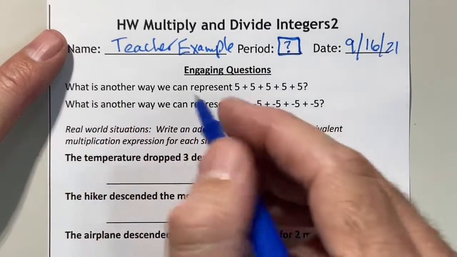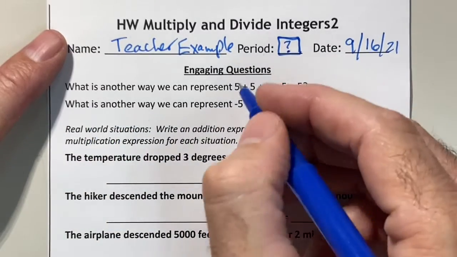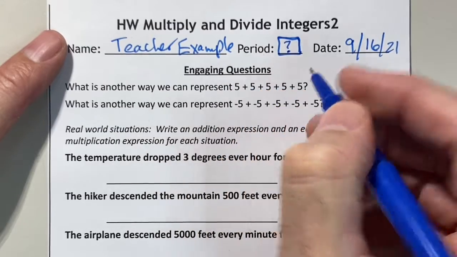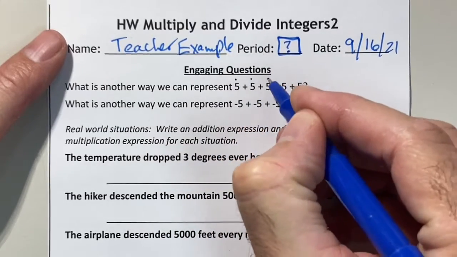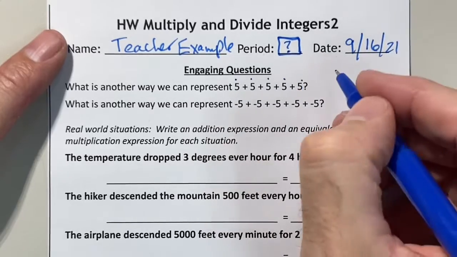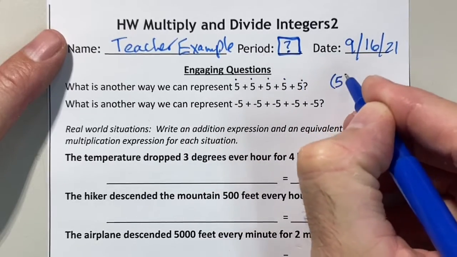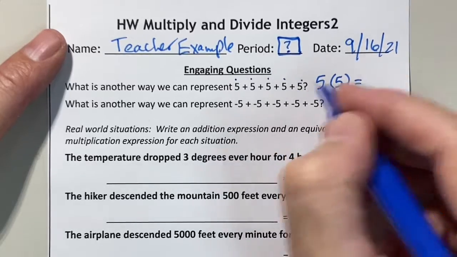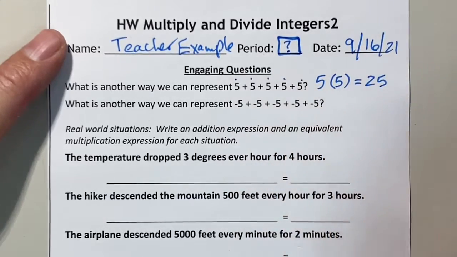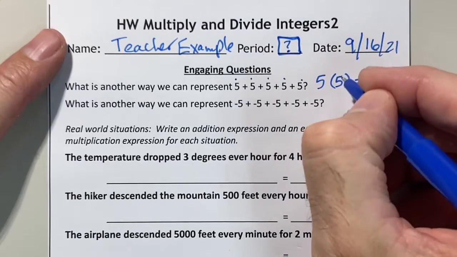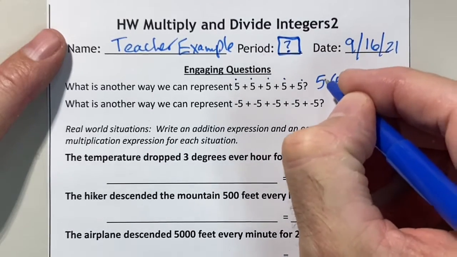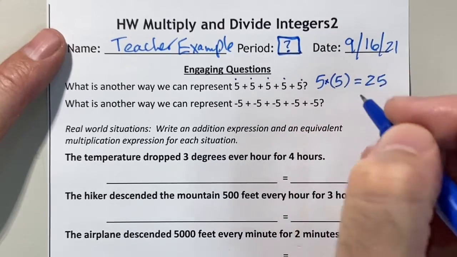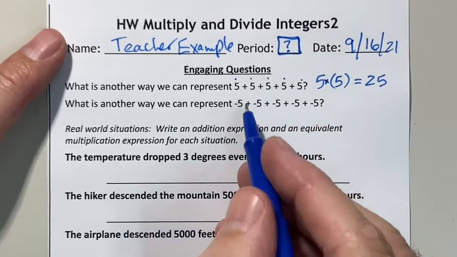When we look at repeated addition with positives, we can do 5 plus 5 plus 5 plus 5 plus 5. We have 1, 2, 3, 4, 5. We can actually say that that is 5 groups of 5, and that is 25. Now these groups inside parentheses, if there's no symbol out here, you can assume that means multiplication, and you can put a little multiply symbol in there.